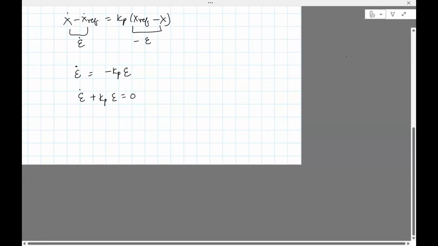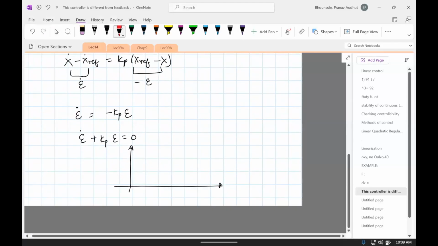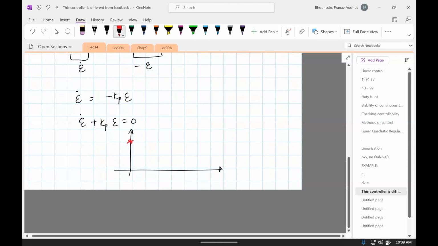So if you start the system at some point, say this is epsilon and this is time, then this controller will ensure that epsilon decays exponentially.